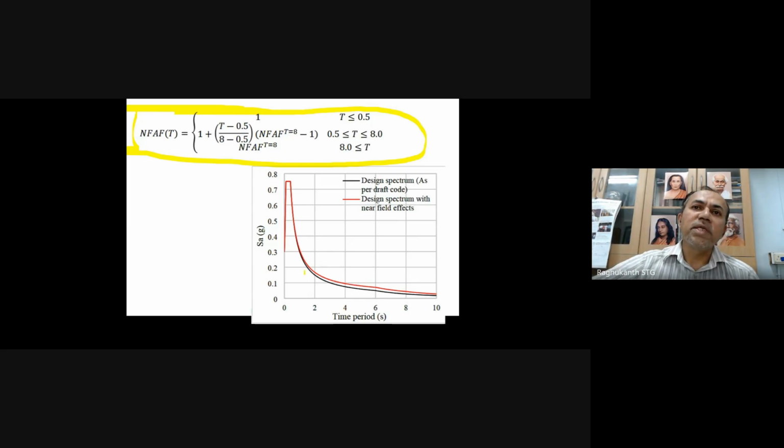So you can see, this is the spectral shape. The black one is as per the draft code, that is, as per the new IS code, and this is with the near field correction factors also. When you include these near field terms, you see the values will be on the higher side at the long period ranges. This is how we have incorporated this in our IS code.